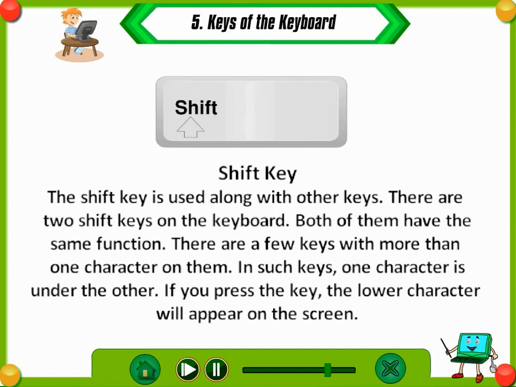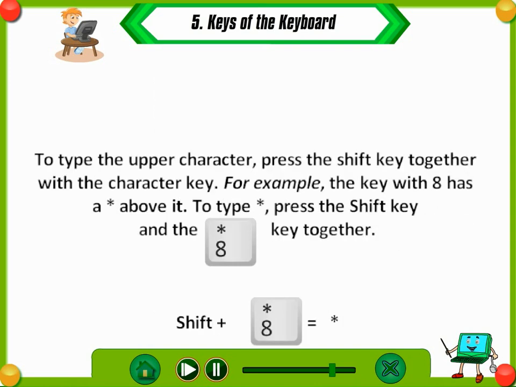Shift key. The Shift key is used along with other keys. There are two Shift keys on the keyboard. Both of them have the same function. There are a few keys with more than one character on them. In such keys, one character is under the other. If you press the key, the lower character will appear on the screen. To type the upper character, press the Shift key together with the character key.